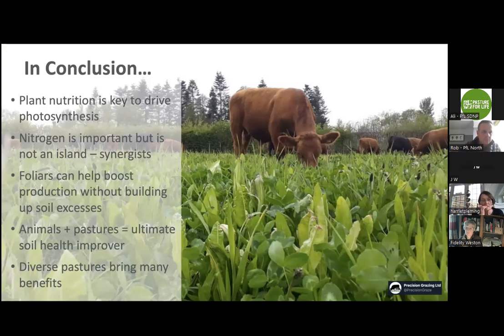In conclusion, plant nutrition, yes, it's very, very important to drive photosynthesis, to get that initial carbon into the system. If you don't have nutrients for the plants, they can't get that carbon in efficiently. Nitrogen, of course, is a very important nutrient that drives yield and production. We all know it's very important, but it is not an island. You've got to pair that up with some of those other essential nutrients, like those trace minerals we talked about, molybdenum, iron, nickel, boron, manganese, zinc, for example. They all play a role in nitrogen utilization.